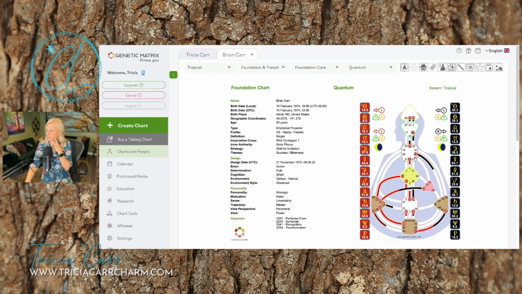It is also in the spleen, and it is gate 44. Does he have it? Yes, he does. That's right, I knew he did. So again, spleen being the oldest center, very primal, and you might have a sense of things.